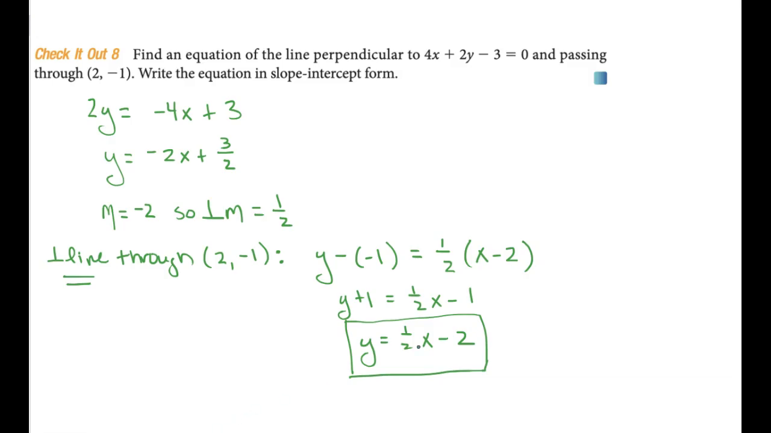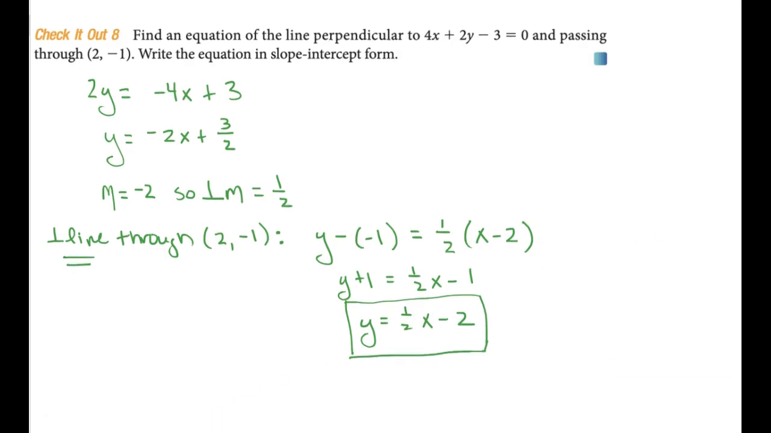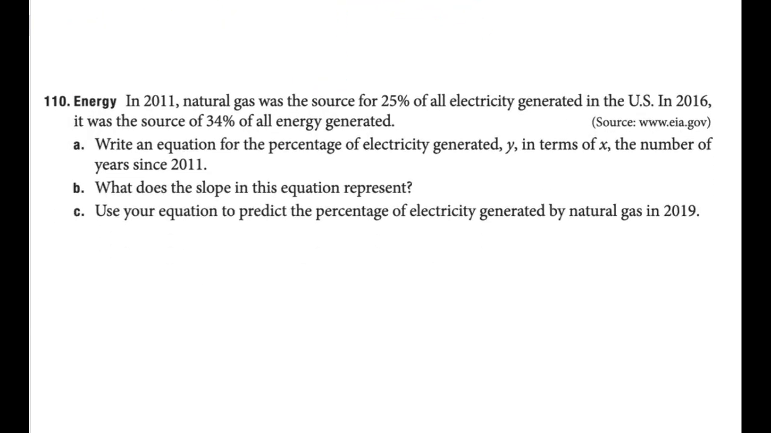Okay, so going back to our work, we only have one more thing to do. I want to show you how to do one of the word problems. This one's pretty straightforward. You just have to kind of figure out what's what. So in 2011, natural gas was the source for 25% of all electricity generated. In 2016, it was the source of 34%. Write an equation for the percentage of electricity generated, y, in terms of x, the number of years since 2011.